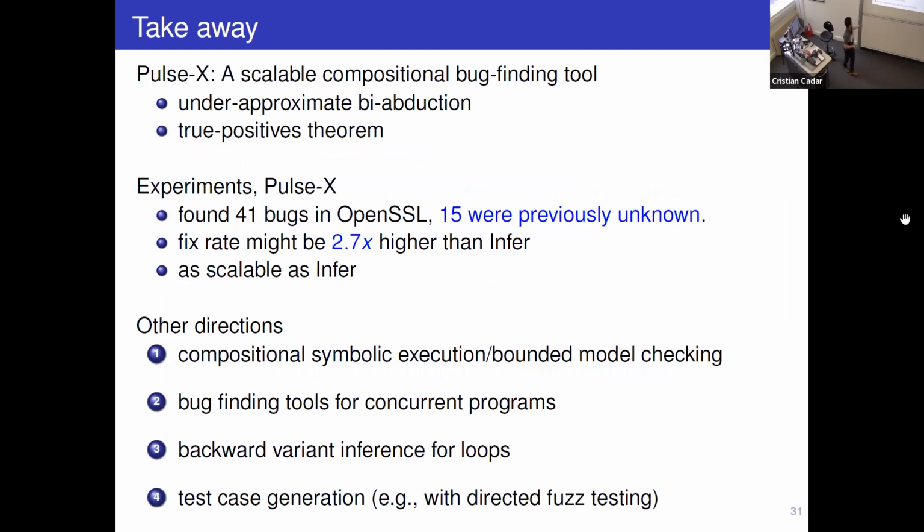Just for conclusion, we propose some direction in bug finding tools: under-approximate biabduction to positive theorem. We also talk a bit about the experience. Our tool finds 15 new bugs, and the fix rate is maybe 2.7 times better than Infer and as scalable as Infer. So we have some continued work in that direction, but I just want to focus on the second option.